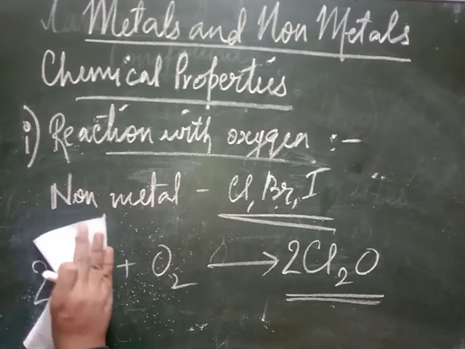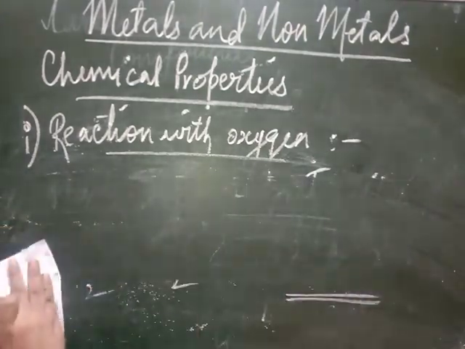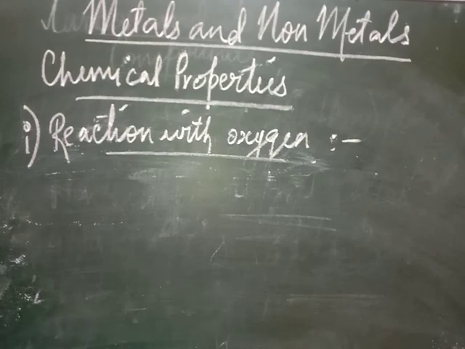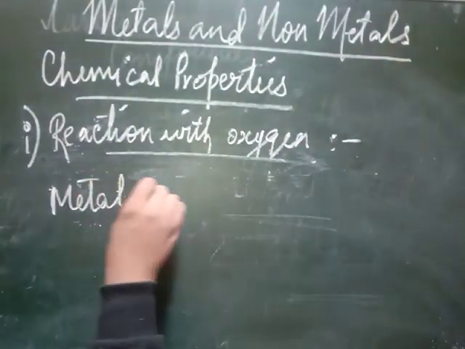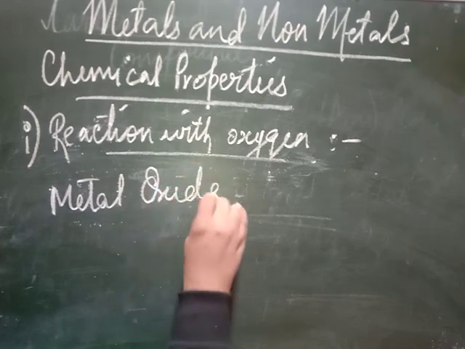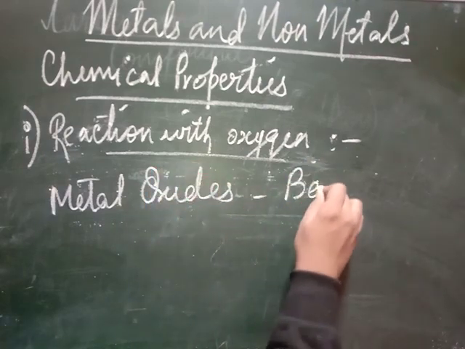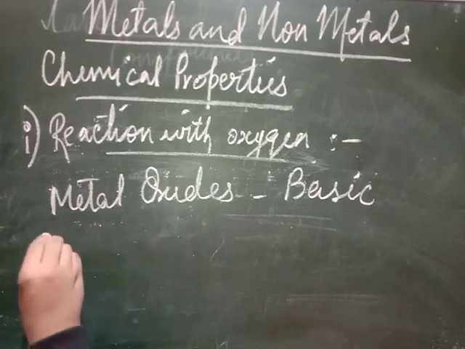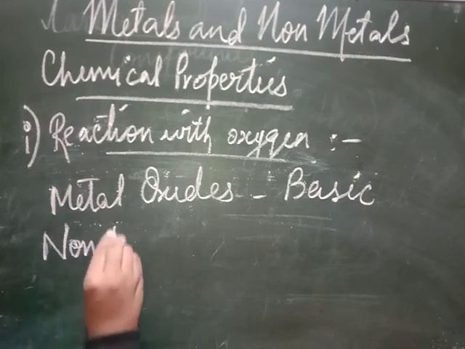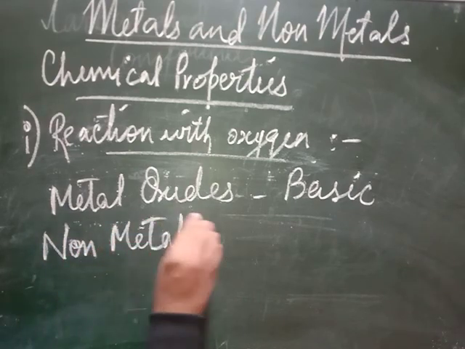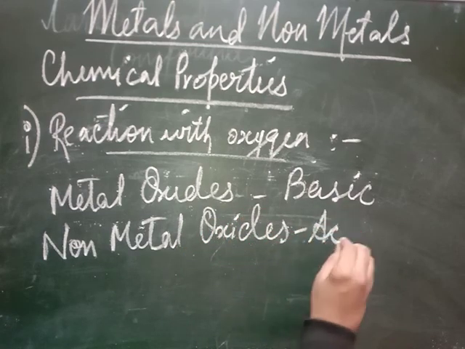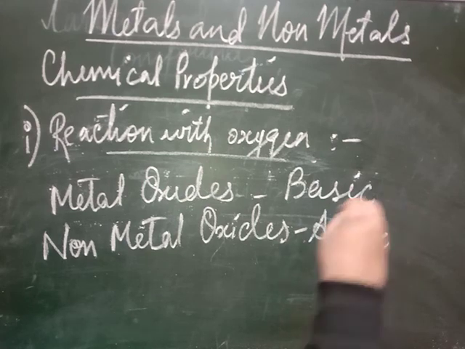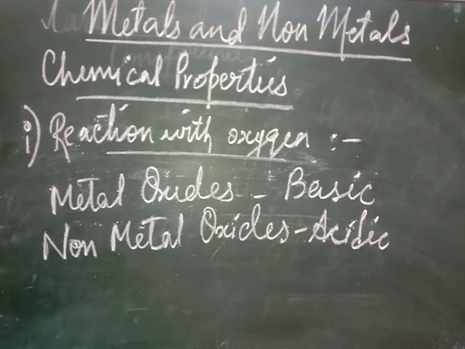So I am making an observation table for you. Please copy it down in your notebook: metal oxides are basic in nature and non-metal oxides are acidic in nature. So this observation is essential.